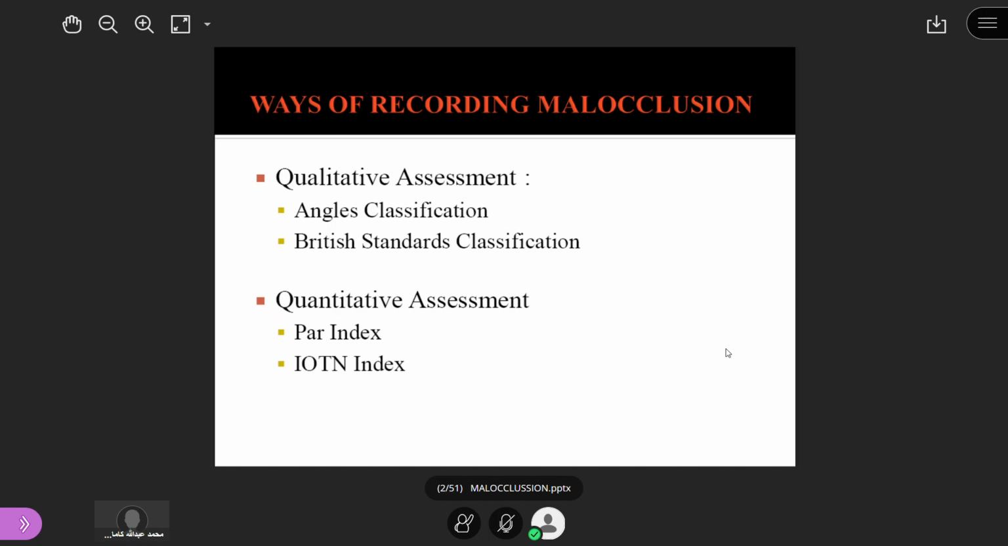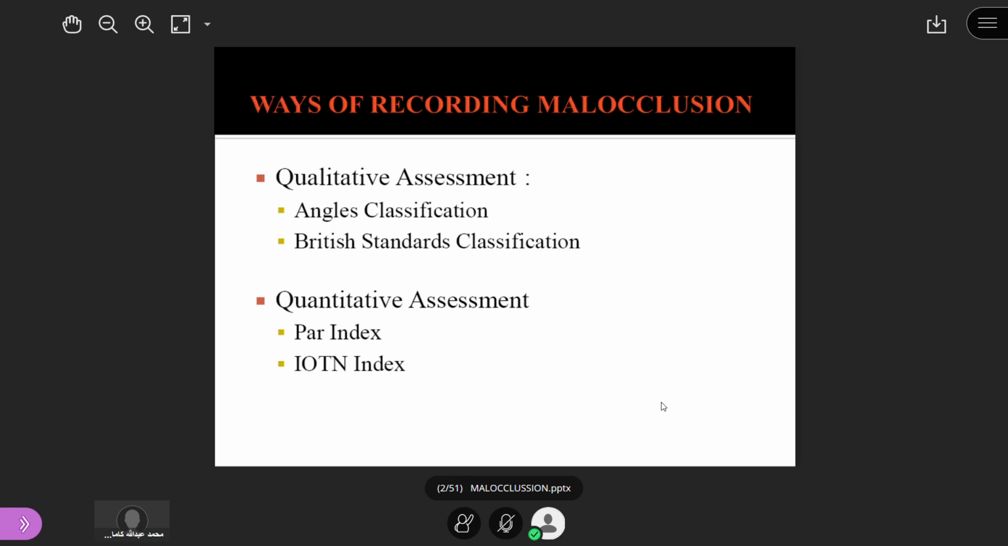Classify the malocclusion and the etiology of malocclusion, right? So there are two ways of recording the malocclusion. And what is malocclusion? Malocclusion is the deviation from the normal occlusion, right? Malocclusion is a deviation from normal occlusion.